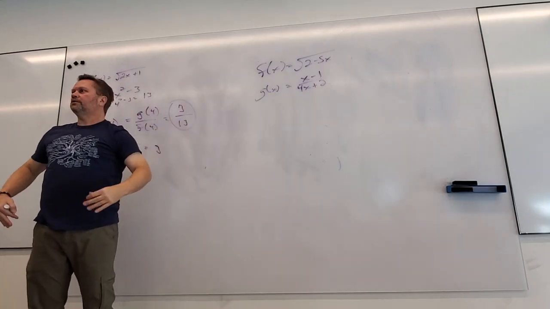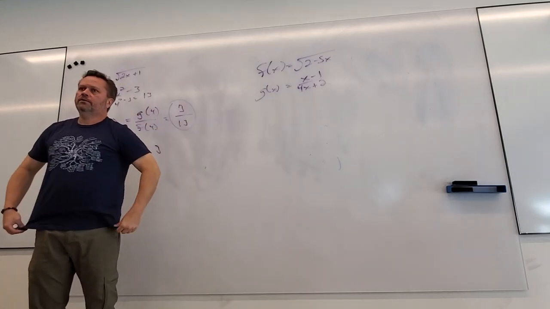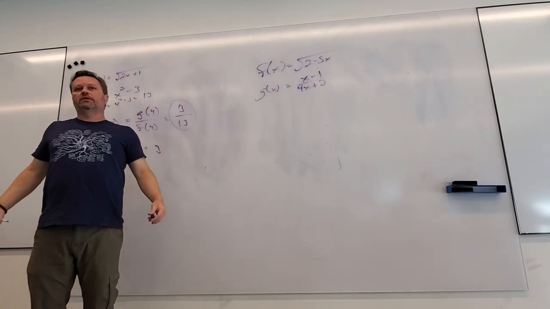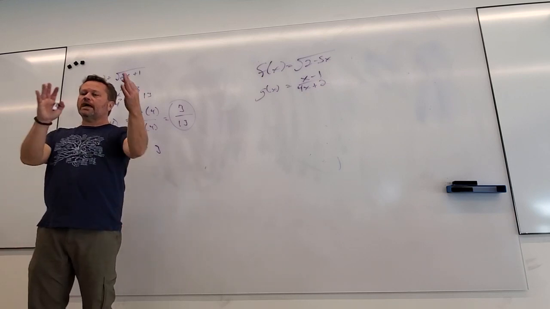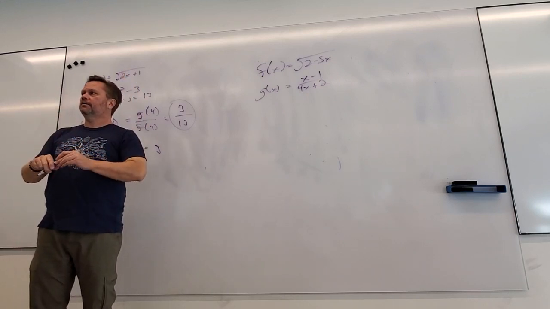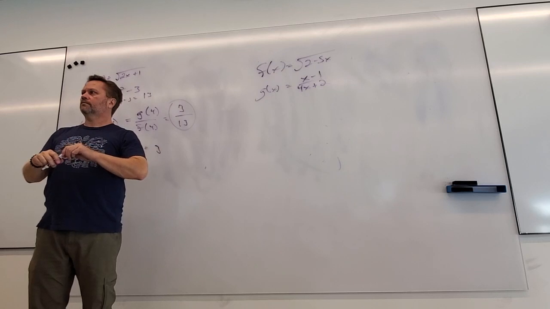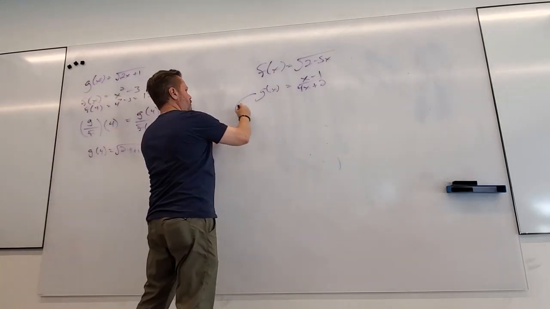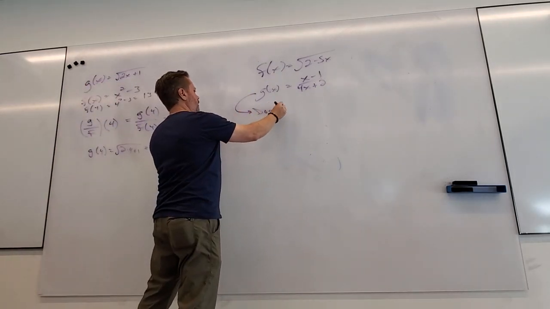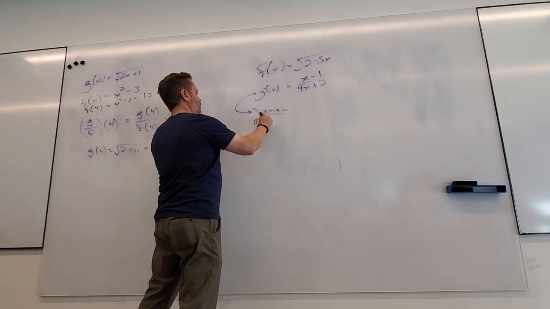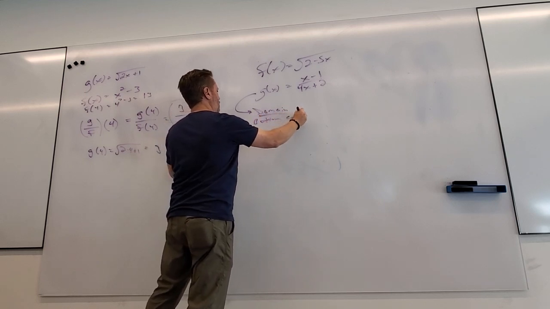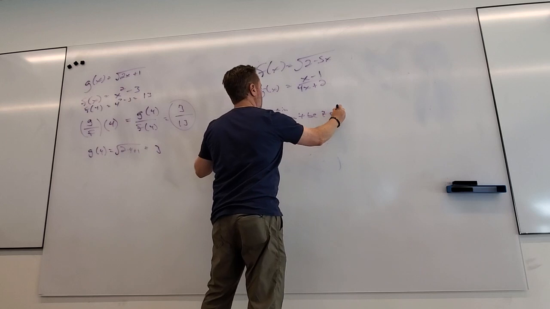I want to know the domains for each, right? Let's start with g. In that type of function, what can't happen? The bottom can't be 0. So for this guy's domain, you just said the bottom can't be 0. All right, what's the bottom?